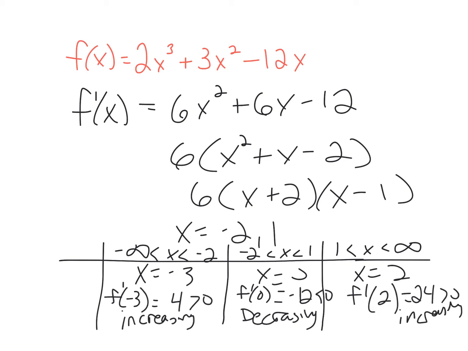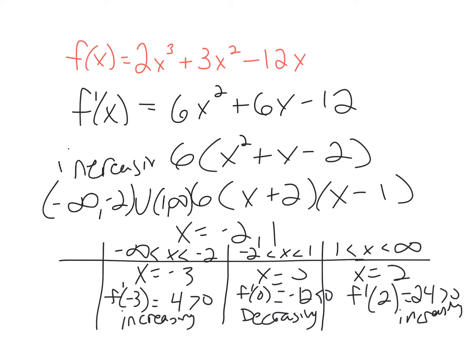So when is this function increasing? It's increasing from negative infinity to negative 2, and 1 to infinity. And it's going to be decreasing. When's it decreasing? From negative 2 to 1. Okay?